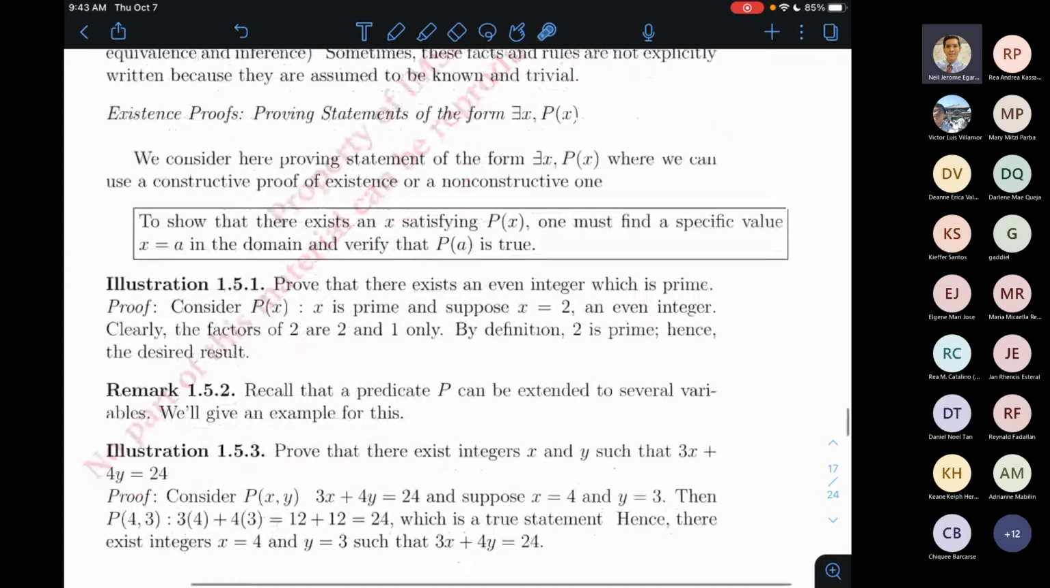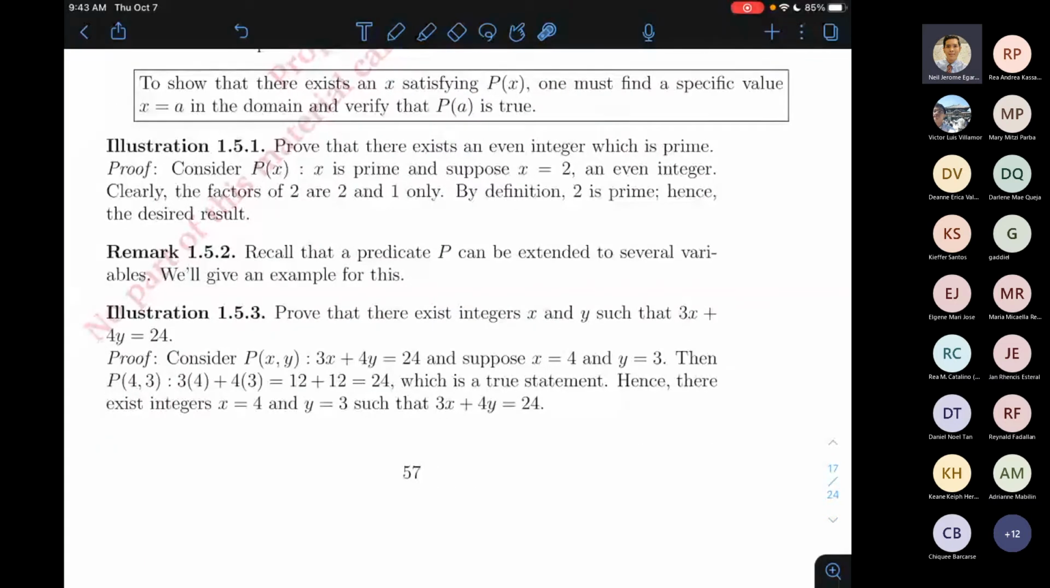Example 1. Prove that there exists an even integer which is prime. Kunwari, hindi nyo pa nakikita yung proof. Existence lang yung pinapa-prove. So it will be sufficient to give an example of an even integer that is prime. And that completes the proof. Kasi ito yung isa sa mga pinaka-simple probably na type of theorems that you will be proving, existence. So kailangan mag-construct ka o magbigay ka ng isang example.